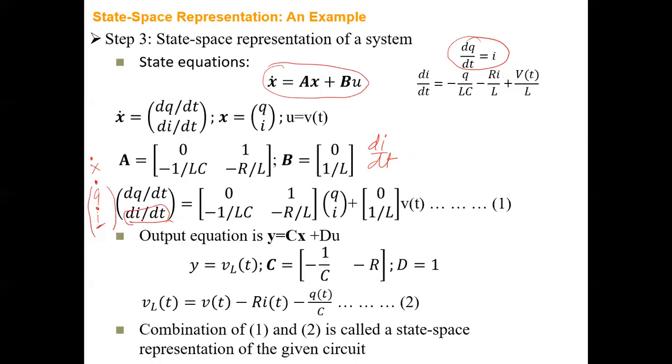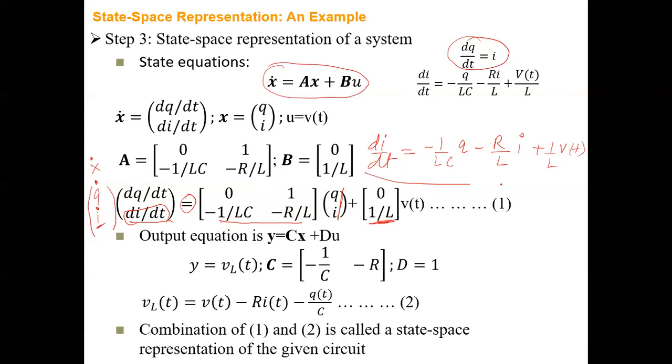So this guy, di over dt, then equal. So what do you multiply here? When you multiply these two, what do you get? Negative 1 over LC, not I. Negative 1 over LC times Q minus... negative... help me here guys, I'm lost. Does it make sense? Then what do you have here? Plus 1 over L times VT.